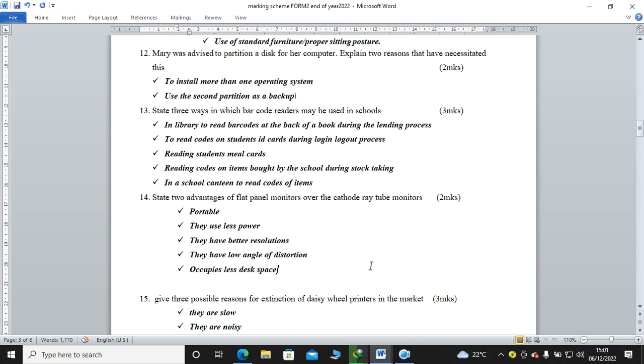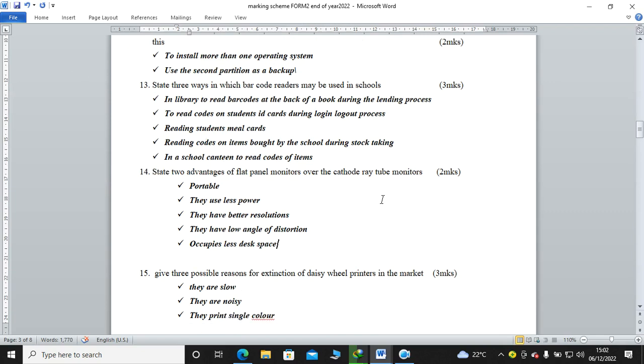To read codes on student ID cards during the logging out process, like when you are going home and when you are coming back, you can use a barcode to read your IDs. Reading students' meal cards, reading codes on items bought by the school during stock taking. Also, we can use a barcode in the school canteen to read codes for items. So those are some of the uses of barcodes in school.